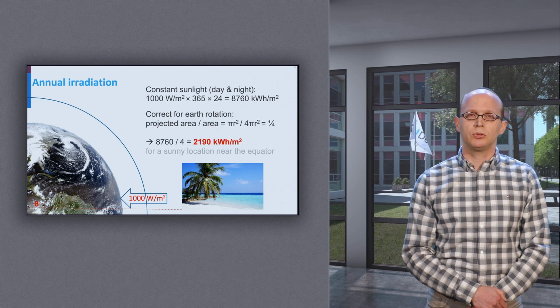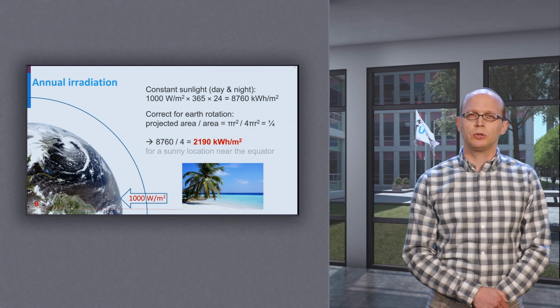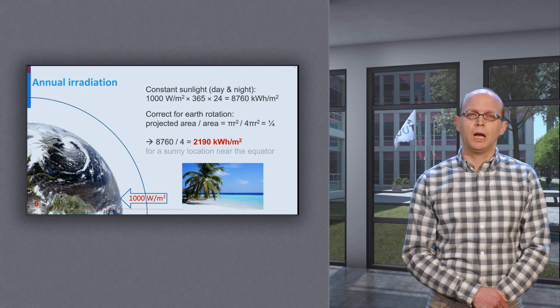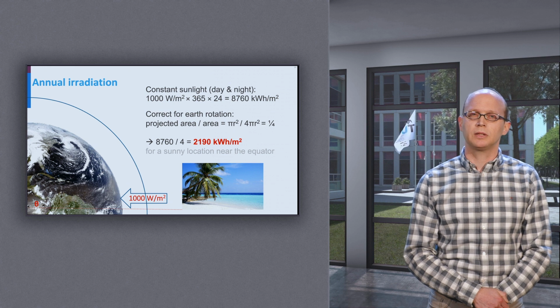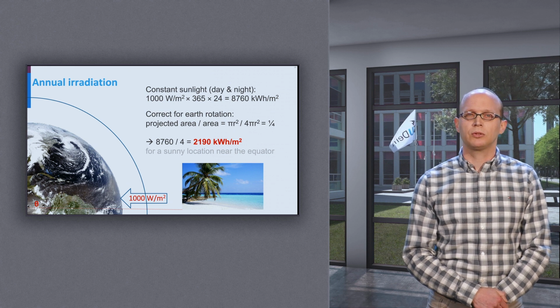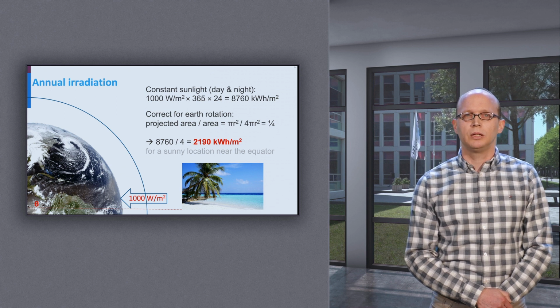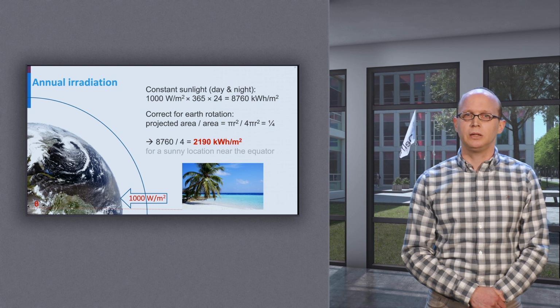If we assume 1000 watt per square meter is received constantly, day and night, this corresponds to 8760 kilowatt hour per square meter. However, we have to correct for the fact that Earth rotates, and therefore the irradiance averaged over day and night is a factor of 4 lower. This gives an annual irradiation of nearly 2200 kilowatt hour per square meter for a sunny location near the equator.